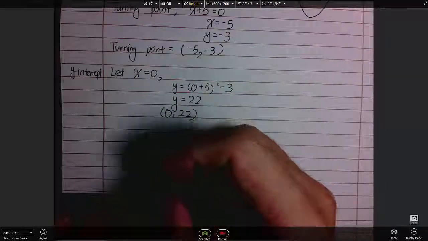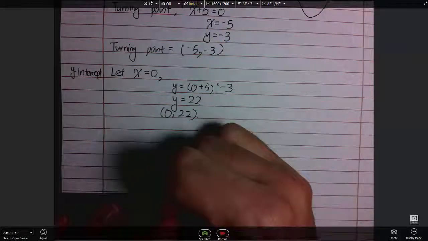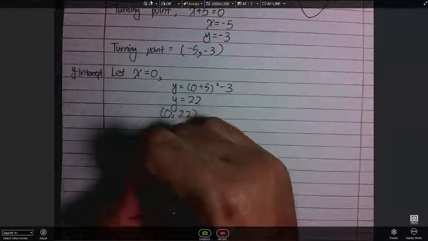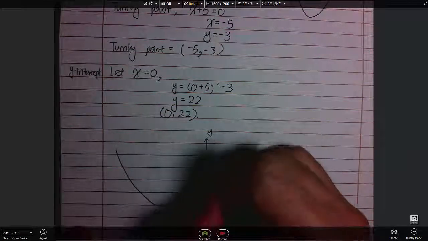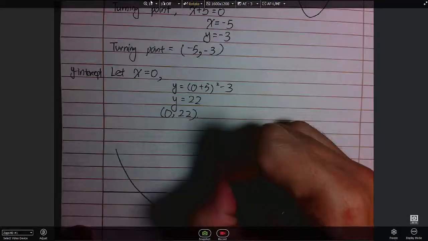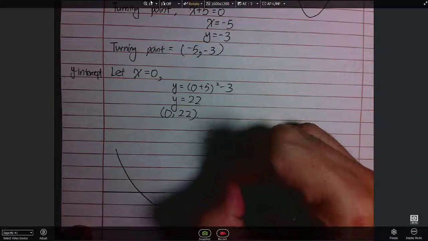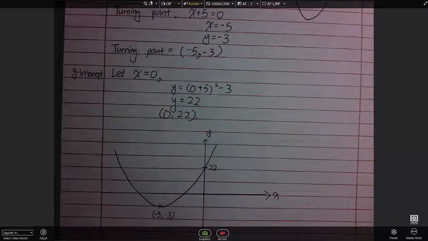Now when I sketch this graph, I simply do it like this, and here will be 22. So I've labeled the turning point and the y-intercept, and we are done with one question. I shall now repeat it with another question.